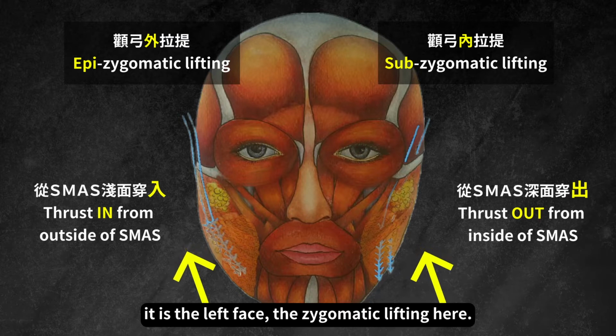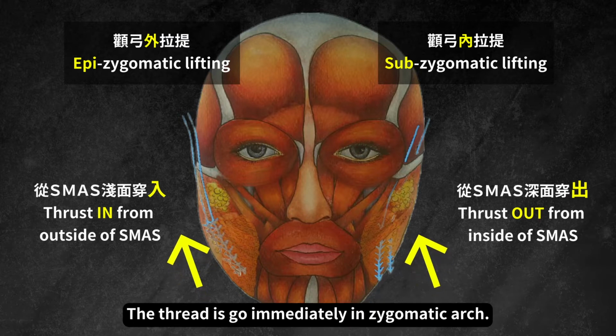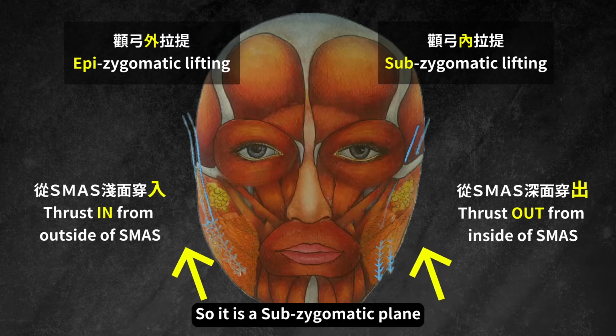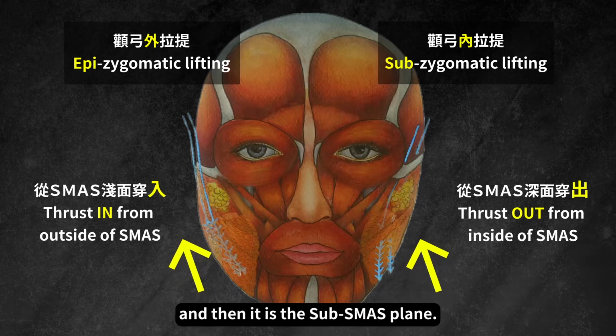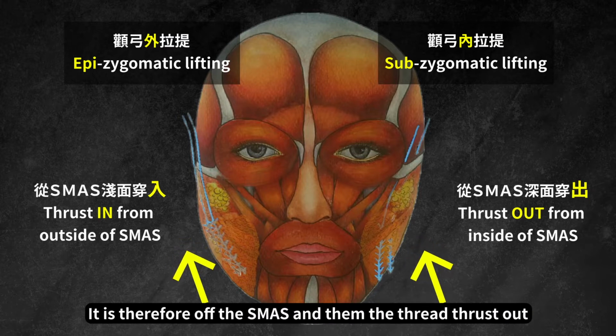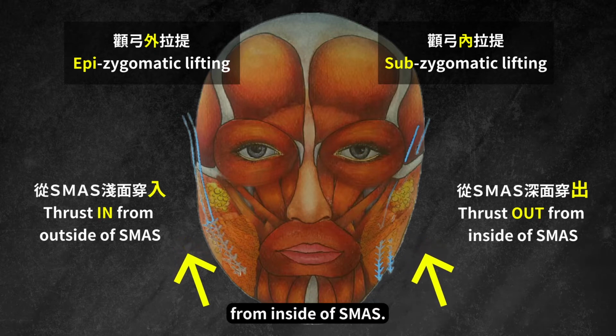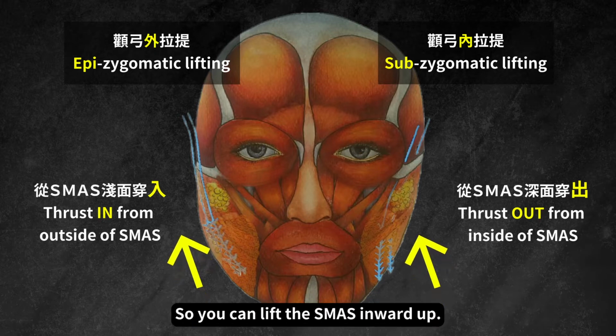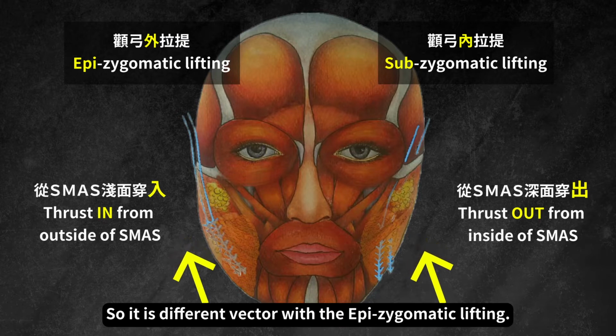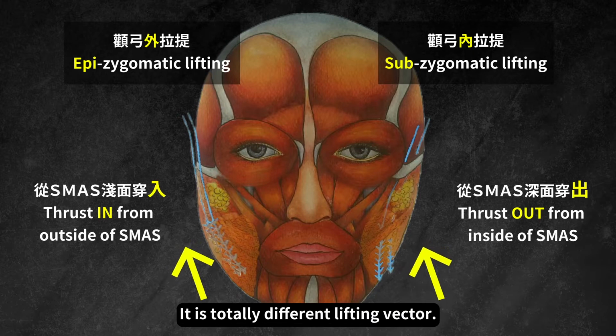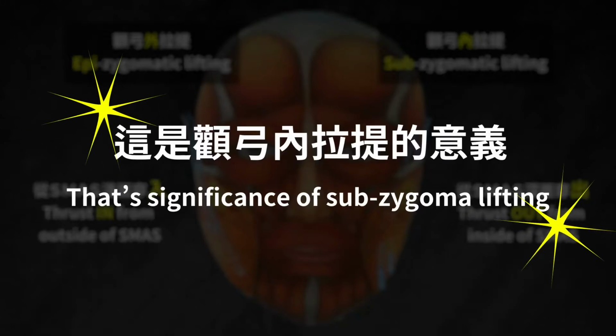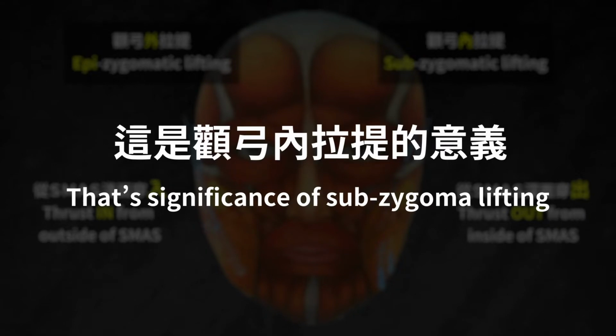The zygomatic lifting here: the straight goes beneath the zygomatic arch, so it is the sub-zygomatic plane. And then in the sub-SMAS plane, it is layer 4 of the SMAS, and the straight struts out from inside of the SMAS. So you can lift the SMAS inward and up. So it is a different vector from the epizygomatic lifting, the traditional method. It is a totally different lifting vector. That is the significance of subzygomatic lifting here.